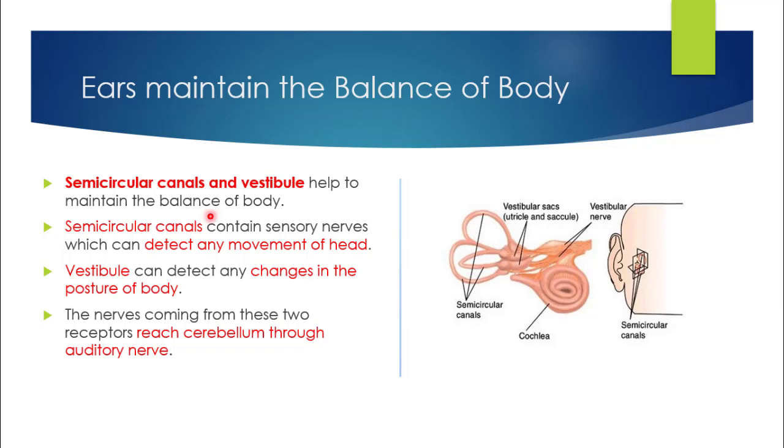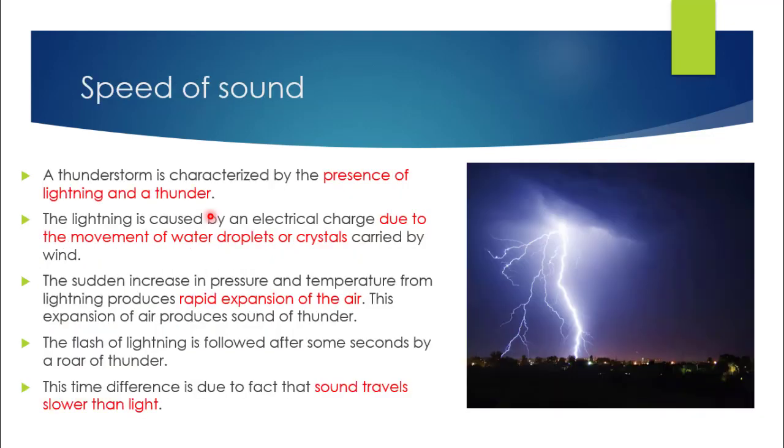Students, now we are going to discuss the speed of sound during a thunderstorm. A thunderstorm is characterized by the presence of lightning and thunder. You all have experienced lightning and thunder on rainy nights or maybe rainy days. The lightning is caused by an electrical charge due to the movement of water droplets or crystals carried by wind within the clouds. It means the collision of electrical charges causes the lightning.